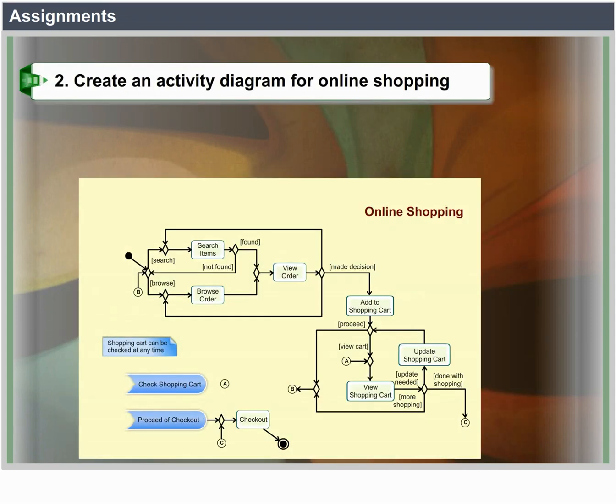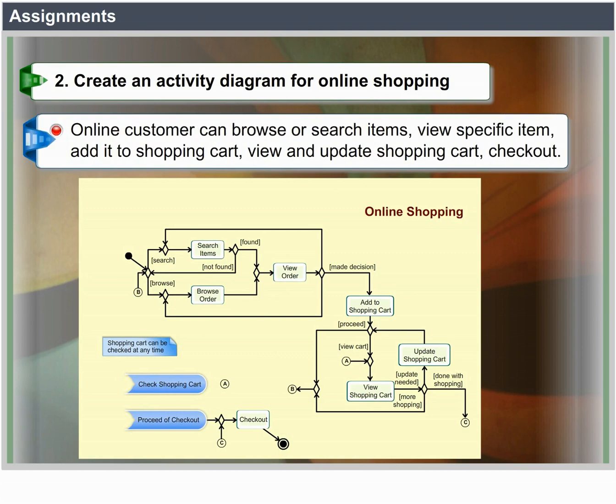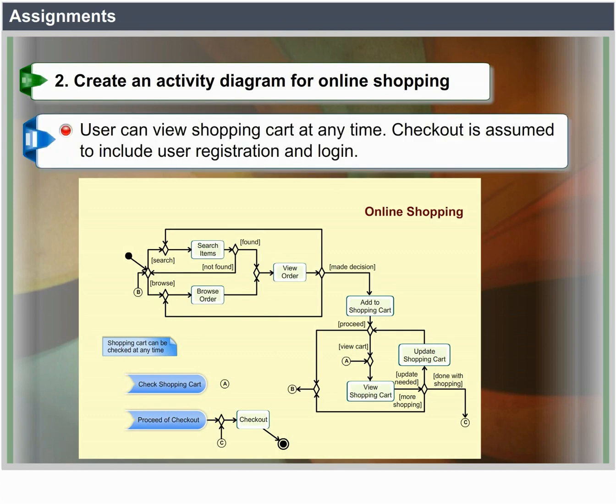Create an activity diagram for online shopping. Online customer can browse or search items, view a specific item, add it to the shopping cart, view and update the shopping cart, checkout. User can view the shopping cart at any time. Checkout is assumed to include user registration and login.